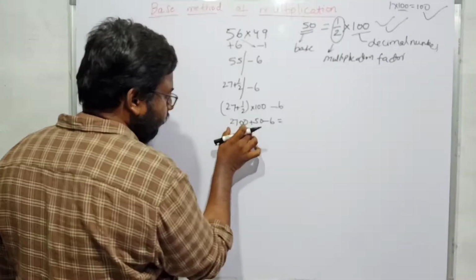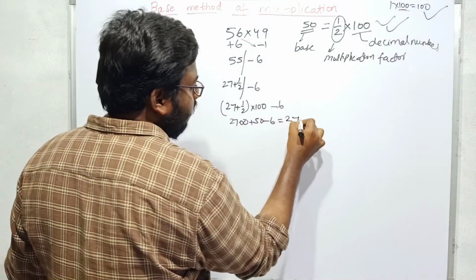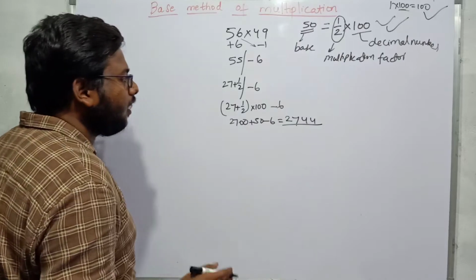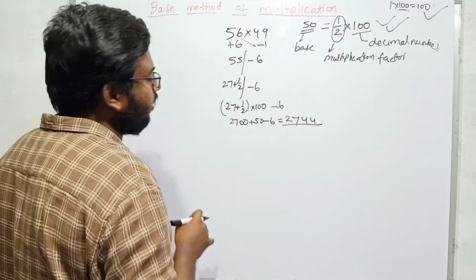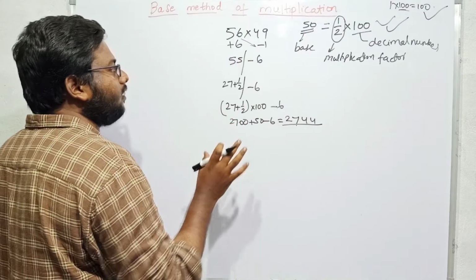This is nothing but 2700, 50 minus 6 will be 44, and this will be 2744. I think you got clarity. I think no problem, no need to worry, because we are going to reduce some steps. Let us understand the concept first.